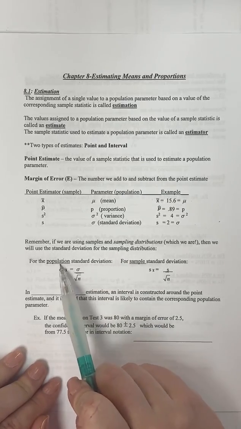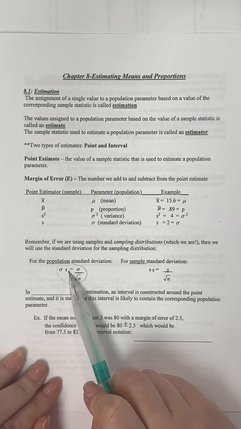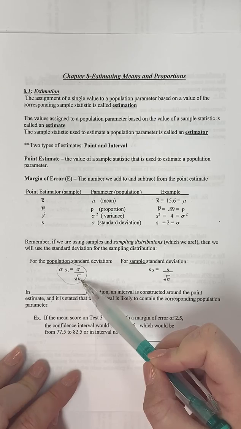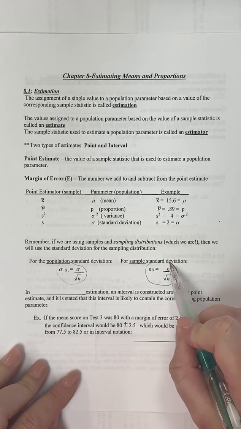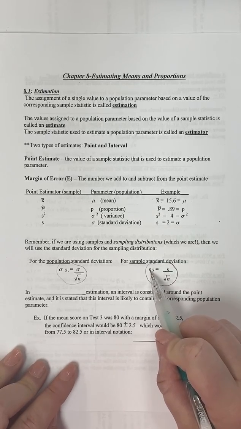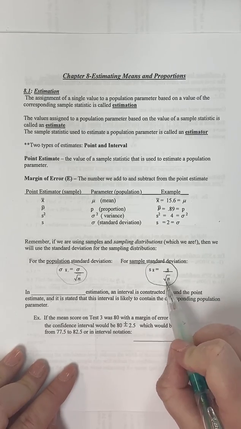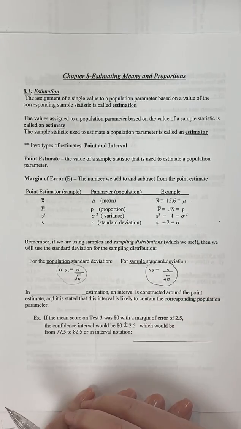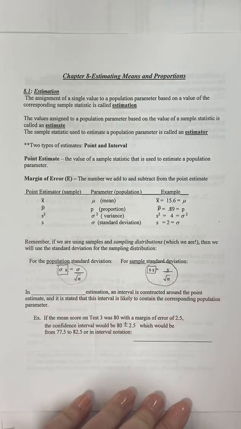So remember this little formula here. Sigma x bar is going to be the population standard deviation divided by the square root of the sample size. We are also going to be using another version that looks really similar, which is S of x bar. If we have the sample standard deviation, we can take that divided by the square root of the sample size. So we are using sampling distributions here, so we need the sampling standard deviation. We're going to have to take that into account and make sure that we do that.